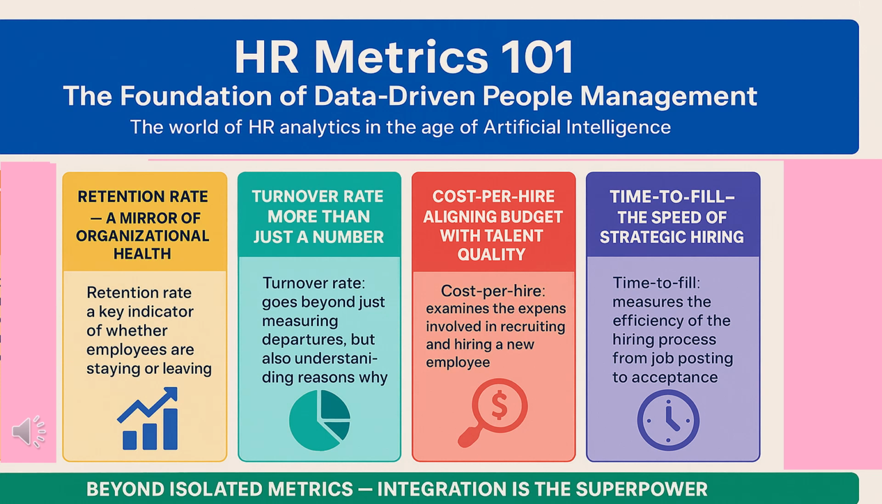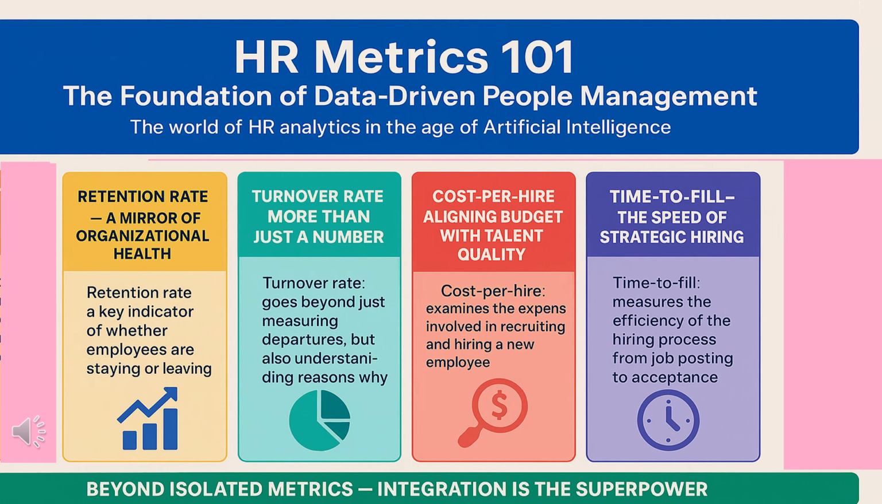Step by step, calculating retention rate. Select a time period, for example January to December. Count the number of employees at the beginning of the period, for example 100. Count how many stayed until the end, for example 85. Formula: retention rate equals employees remaining divided by total at start, times 100. If this number dips consistently, it's not about compensation. It's usually a sign of broken internal culture, lack of career development, or mismatched values.